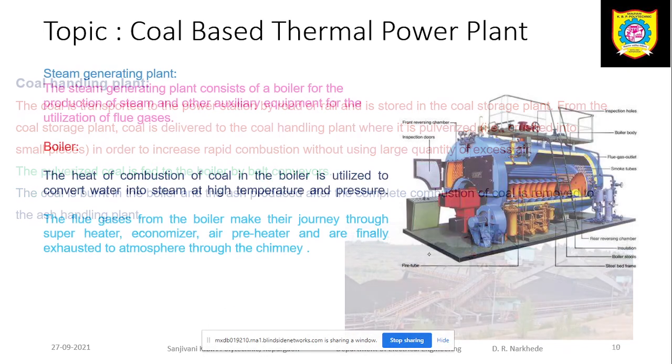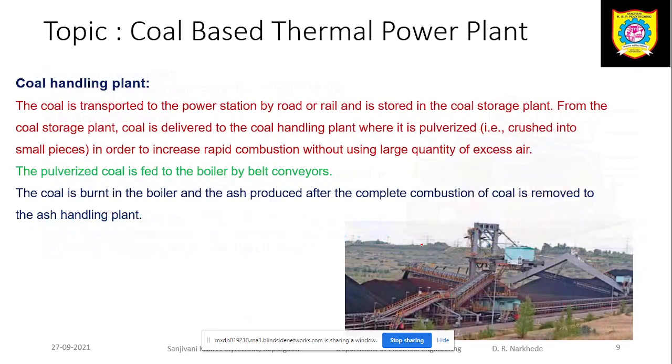Okay, so from this location, it is going to be transported. Here it is going to be crushed, and here it is going to be converted into fine powder, and then again it is going to be transported to the boiler section. So basically, what the coal handling plant will do: the coal is transported to the power station by road or rails and is stored in the coal storage plant.